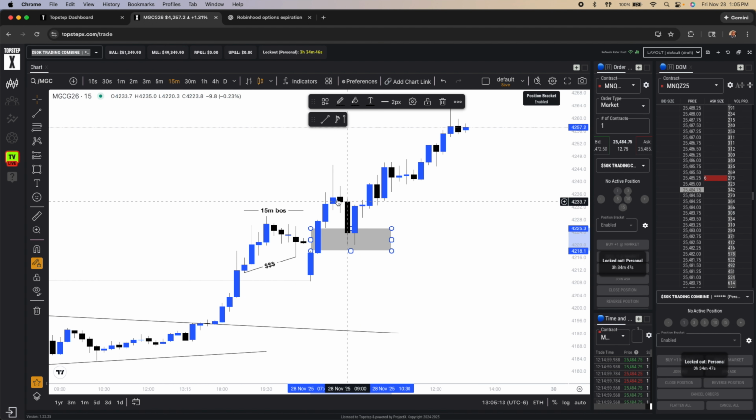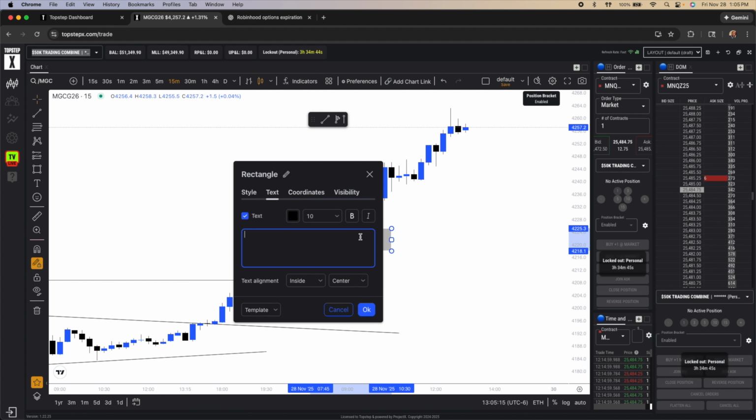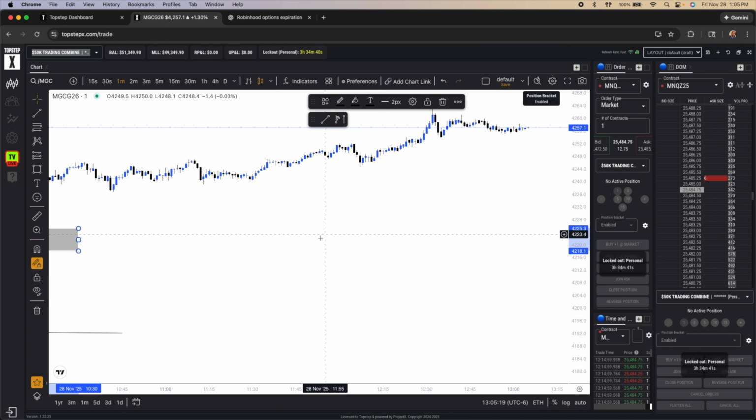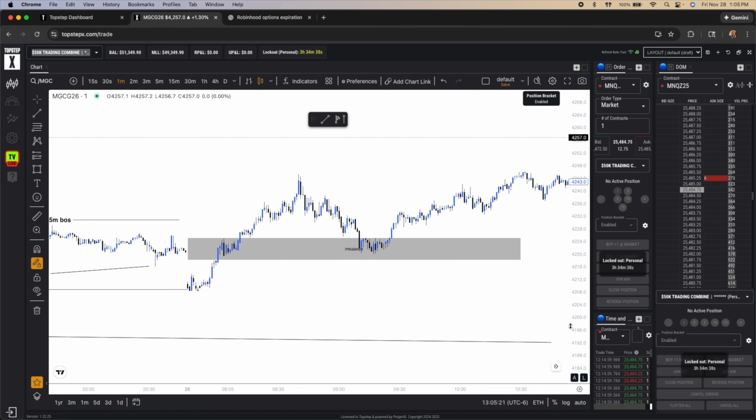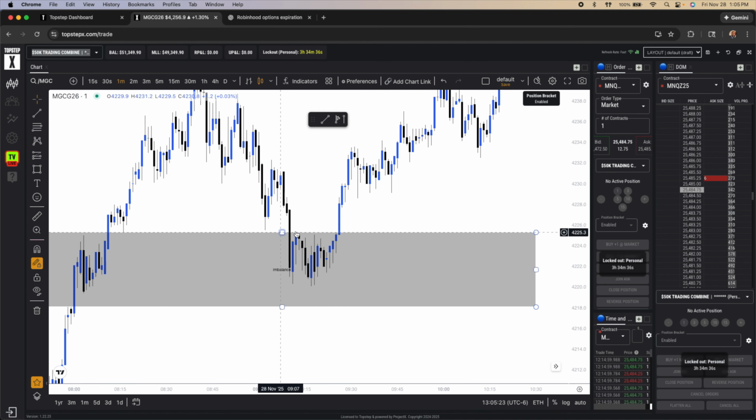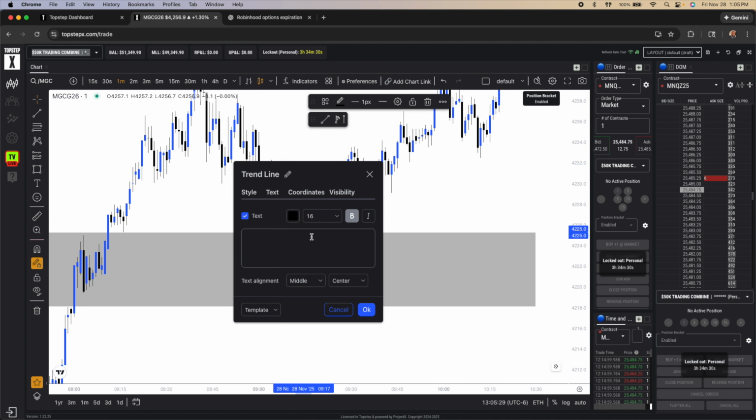So now we can go down to the lower time frame and look for a reason to enter the market. So this is the 1 minute time frame. We ended up getting a consolidation in this area. We get a break of structure, or with a wick on the 1 minute, 1 minute break of structure, and sweep.